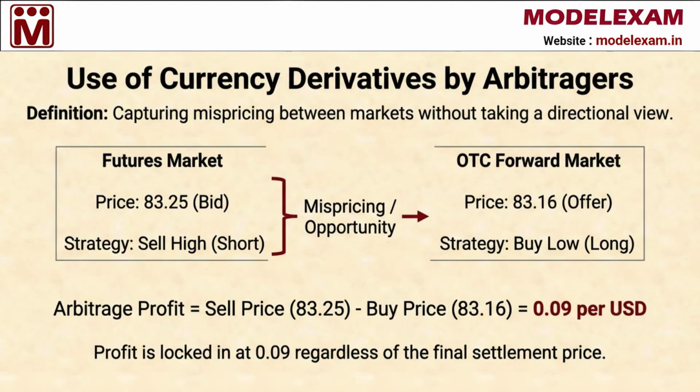While speculators take risks on where the market is going, arbitrageurs look for something very different: price mistakes. Arbitrage involves finding a difference in prices between two markets and trading in both at the same time to lock in a profit. For example, if a 6-month future is trading at 83.25 rupees, while the forward price in the OTC market is only 83.816 rupees, a trader can sell the expensive future and buy the cheaper forward. This locks in a profit of 0.09 rupees per USD, no matter what happens to the market price later.